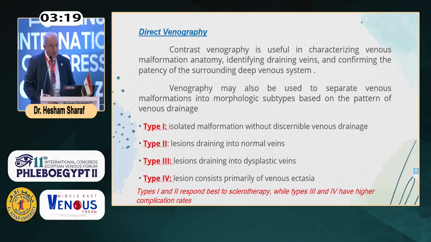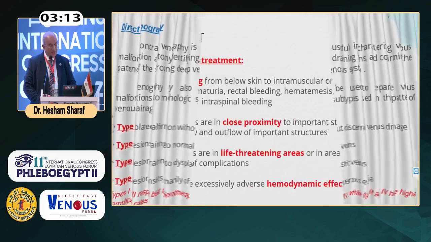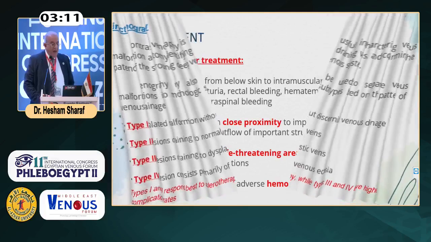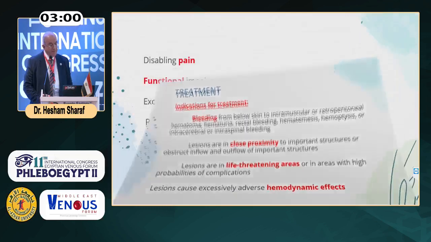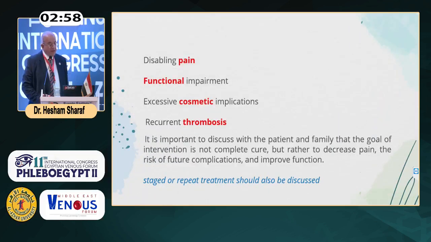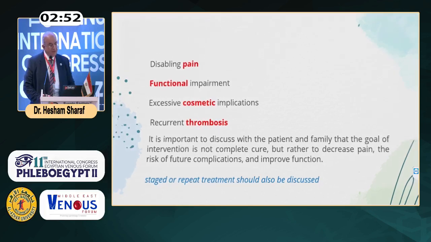Type 1 and type 2 respond best to sclerotherapy, and type 3 and type 4 have higher complication rate. The treatment options or indications for treatment: patient present with bleeding and close proximity to important structure, a life-threatening area, hemodynamic affection, disabling pain, functional impairment, excessive cosmetic implication, and recurrent thrombosis.